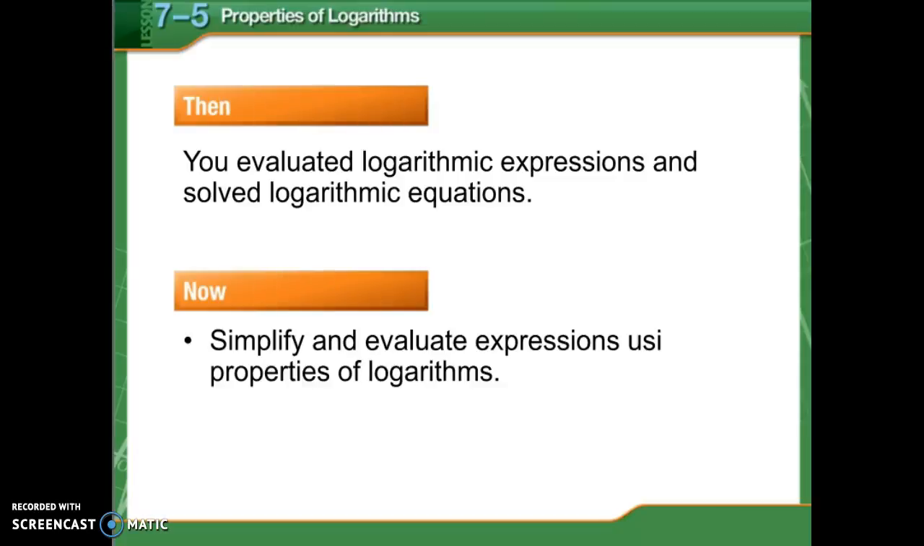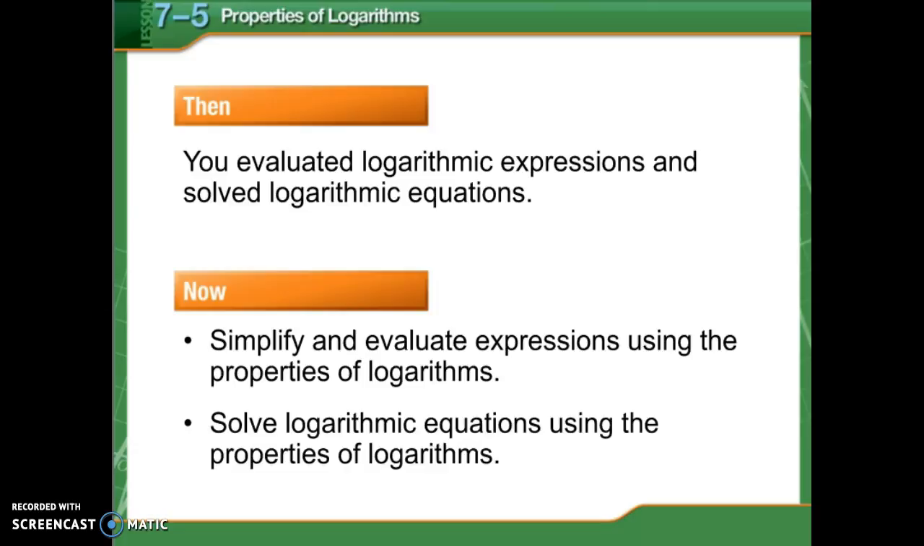In previous lessons in this unit, we've evaluated logarithmic expressions and we've solved logarithmic equations. And in this lesson, we're going to simplify and evaluate expressions using the properties of logarithms, and we're also going to solve logarithmic equations using the properties of logarithms.